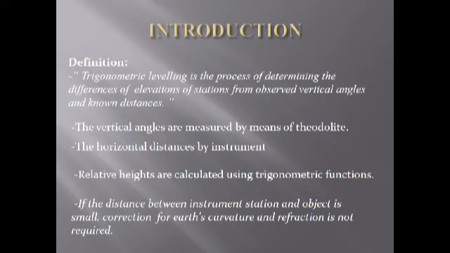The horizontal distance is measured by instrument. We set the data point, the distance between the object and the tripod, capital D. The relative height is calculated using a trigonometric function. If the distance between the instrument station and the object is small, correction for earth curvature and refraction is not required.